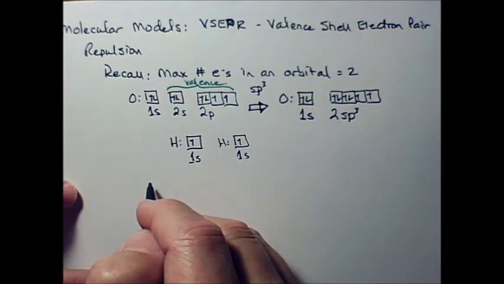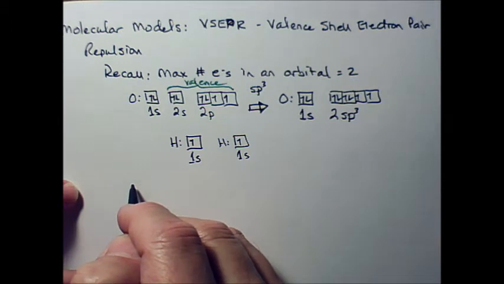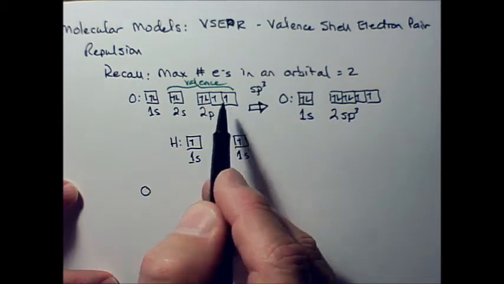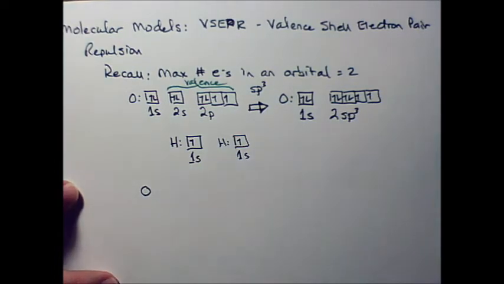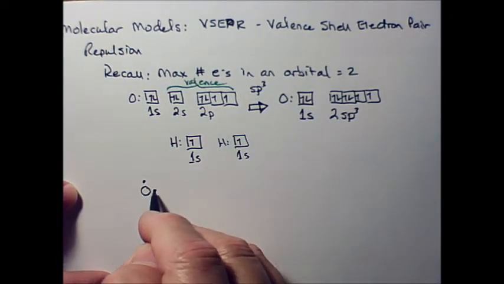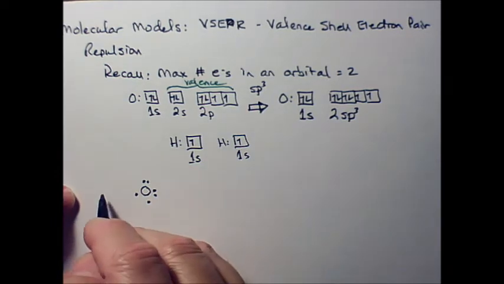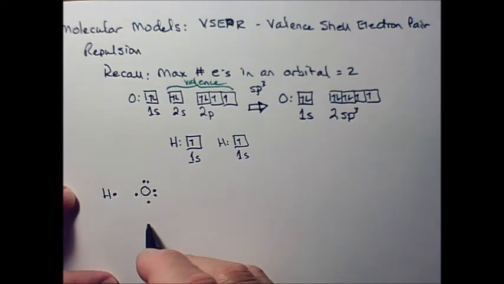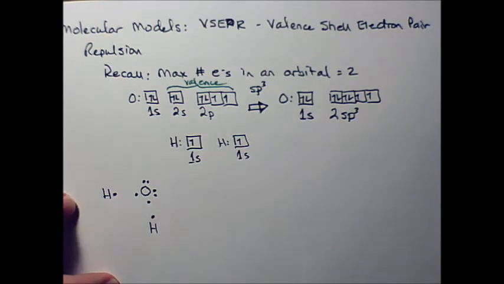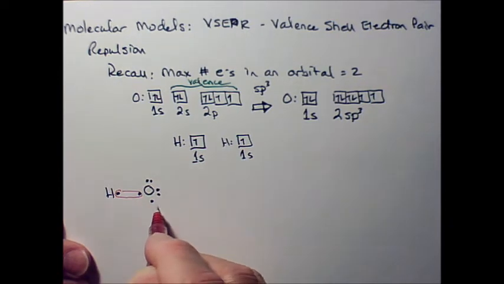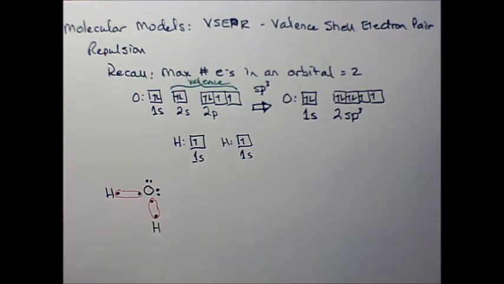That's why we use electron dots, or Lewis dot formula. So oxygen, we have 1, 2, 3, 4, 5, 6 electrons in the valence level, so we put 6 dots around it. Hydrogen only has 1 electron. We only need 1 dot, and I have 2 hydrogens here. And what we're going to do is share those electrons in a single orbital.